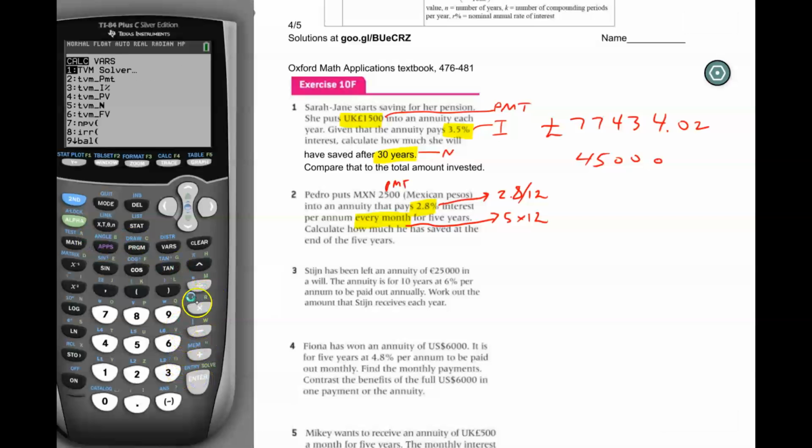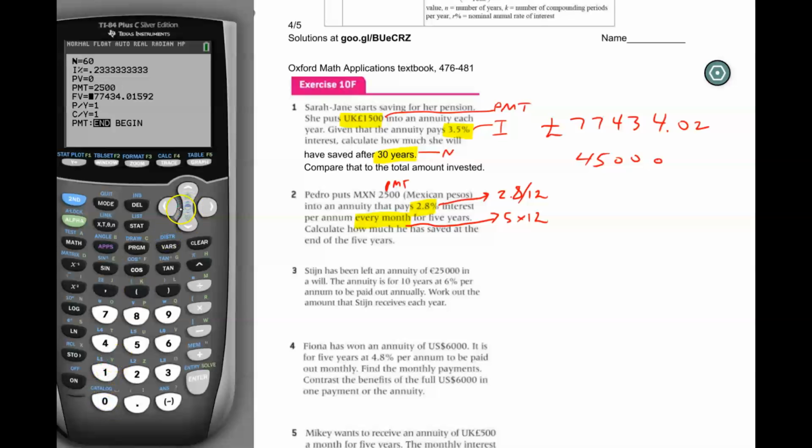So we're going to put into TVM Solver 5 times 12 months, which would be 60. You can actually write 5 times 12 here. That actually works. And interest is going to be 2.8 divided by 12. And the present value is going to be how much the annuity is worth today, which is 0. And then he is going to put in 2,500 per month.